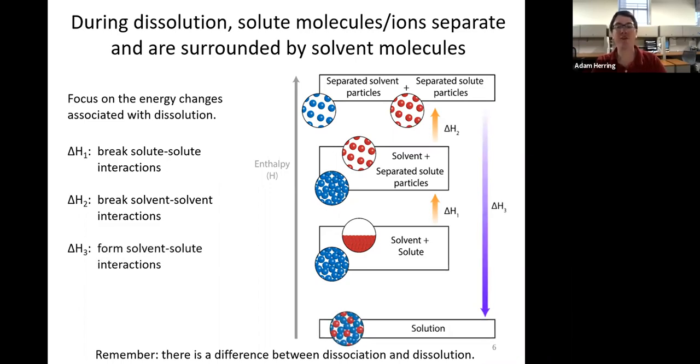Then we are going to form interactions between the solute and the solvent. And this releases a large amount of energy because we're forming intermolecular forces that are attractive, and therefore that releases energy into our surroundings. The sum of the enthalpies we term the enthalpy of solution. So each of these three steps we can see results in a total enthalpy change of our solution. And in this example, we see that it is exothermic.